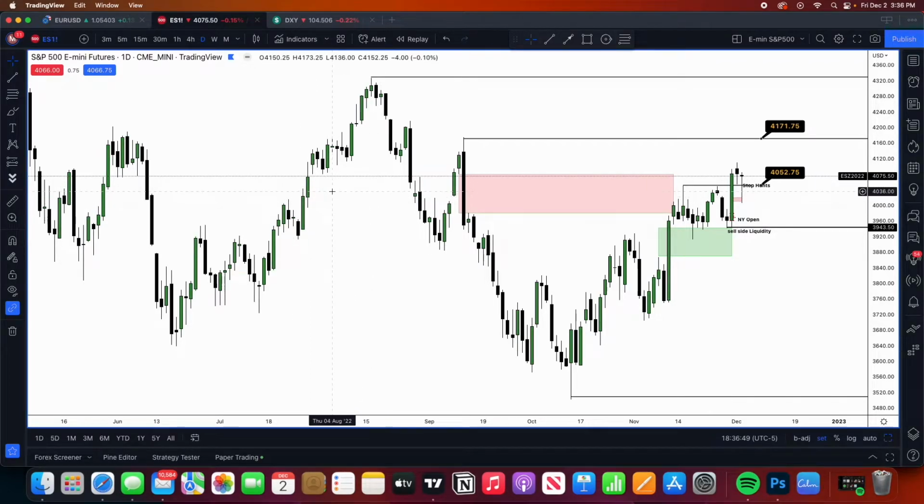So here we're on the daily time frame, E-mini 500. We have had a run on sell-side liquidity at the beginning of October, and then we have had a structure shift in the market here. When the market moved, it created this imbalance, so at this point in the market I am already bullish because of the imbalance created here.